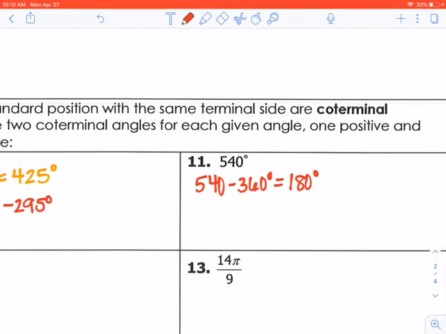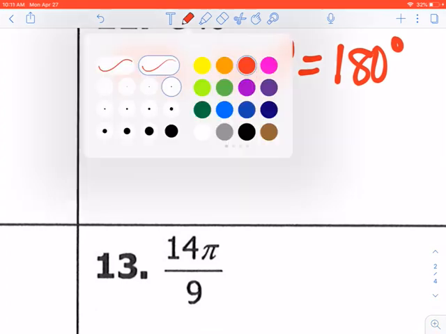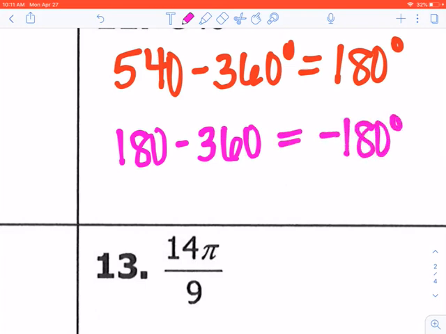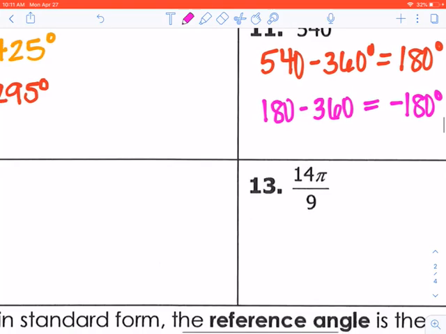Now this one's a little bit different. I'm going to now take this positive 180 because that's the same exact angle, and I'm going to subtract 360 from it, and I will get a negative 180. And so there's my positive and a negative coterminal angle. I'm not too worried about this pink one. I just want you to realize that 540, that's one full revolution plus another 180 degrees. And so we end up at that 180, okay? And that's the important part of the coterminal.